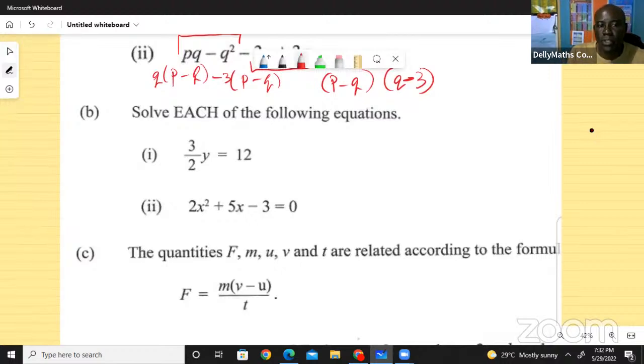Solve. So we're solving some stuff here. For this one that we're solving here at B, we're going to get rid of the fraction. So you just multiply both sides by 2 so that we could cancel this on the left side. So we have 3y is equal to 12. And if we divide both sides by 3, we will see that y will give us 4.